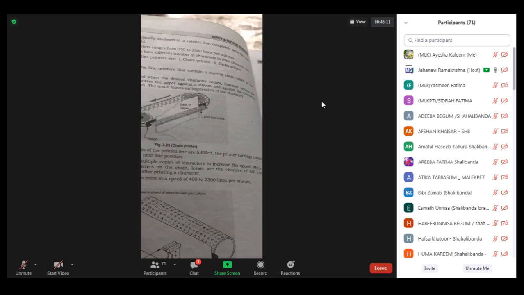Drum printer, yes, you could even see the diagram of this drum printer. What is happening? It is in the shape of a drum, a cylinder, where all the characters are present. So it is a type of line printer that prints by striking the paper against the inked ribbon. It is one and the same, but the shape differs, like it is in the form of a drum.